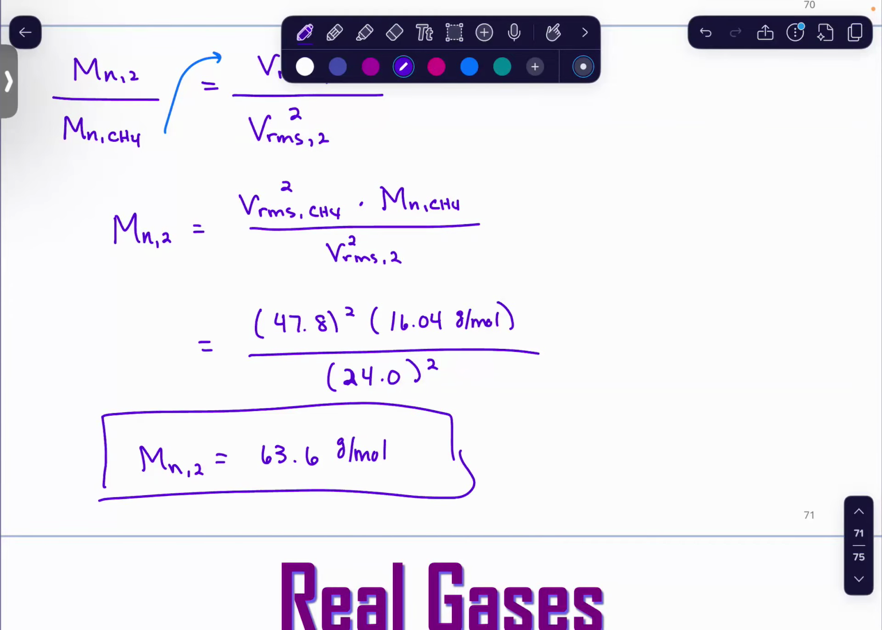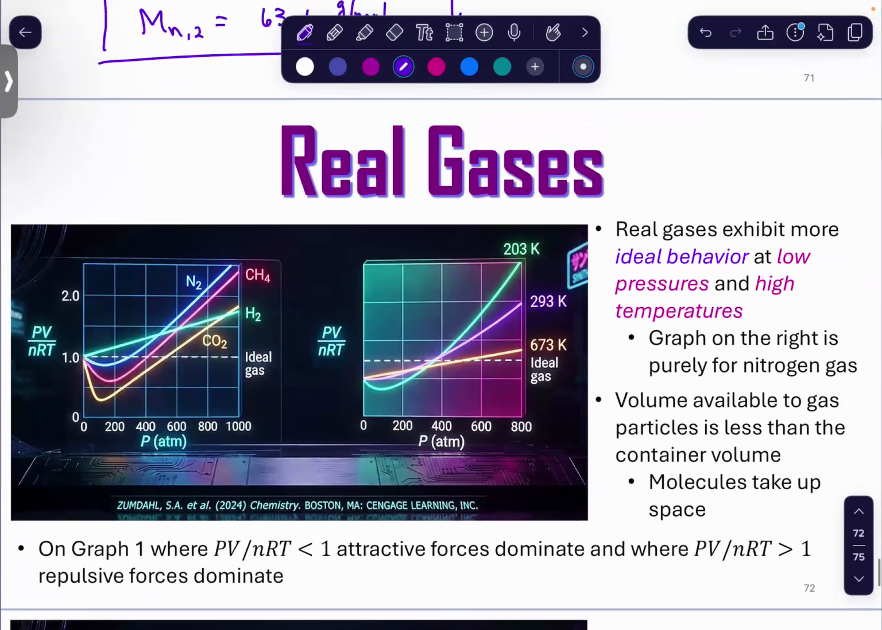Okay. So we're going to end the chapter looking at some real gases. So real gases, of course, deviate from ideal gases. The lower the pressure and higher the temperature, the closer they get to ideal behavior. The graph on the right here is for nitrogen gas. But one of the reasons this happens is because we've been talking about volumes that a gas is in, but we haven't talked about the individual volumes of each gas molecule. Well, the gas molecules have volumes, and we have to account for that.